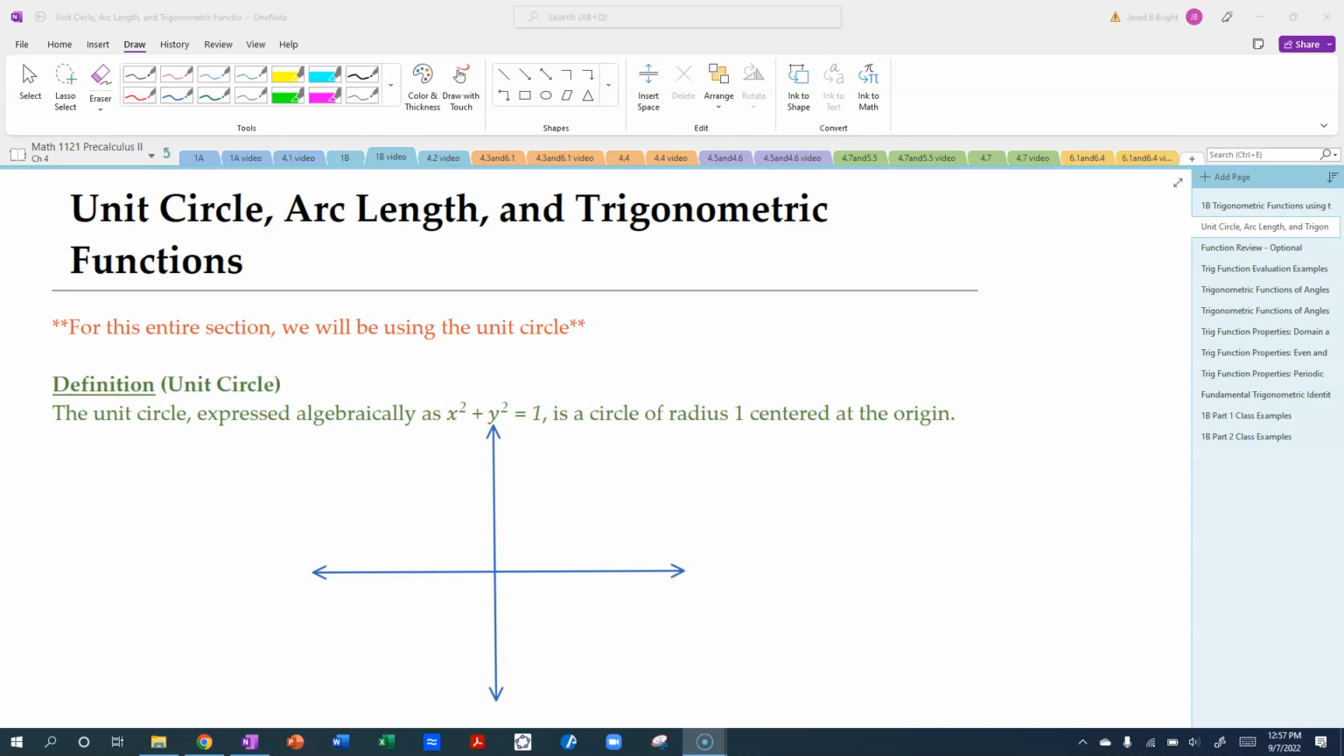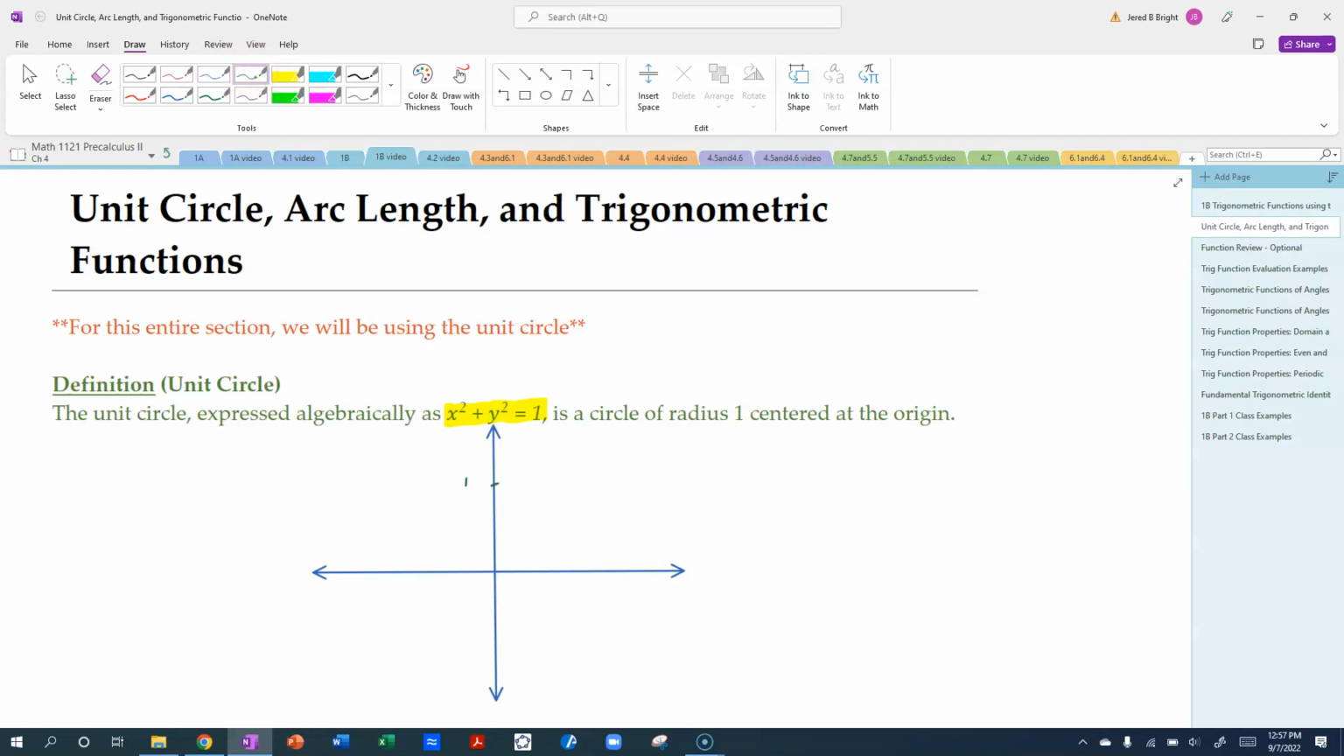So again, we're working with the unit circle, and when I talk about the unit circle, it is a circle of radius 1 centered at the origin. And if you're interested in the algebraic representation, we will be eventually interested in it. There it is, x squared plus y squared is equal to 1.